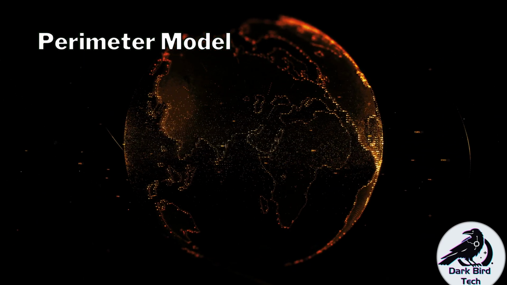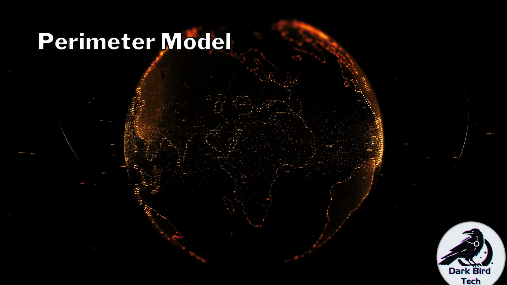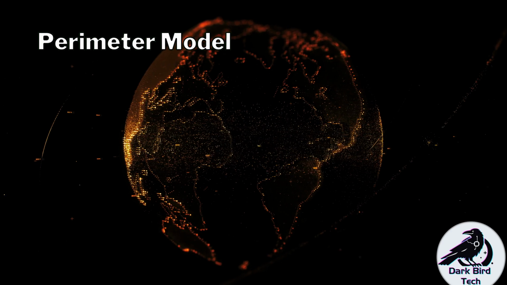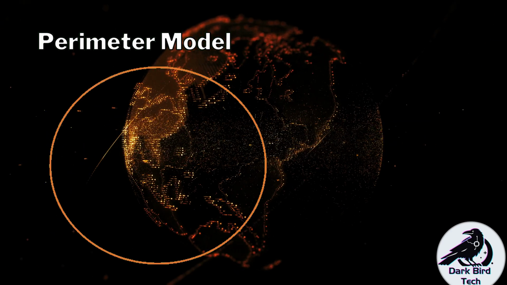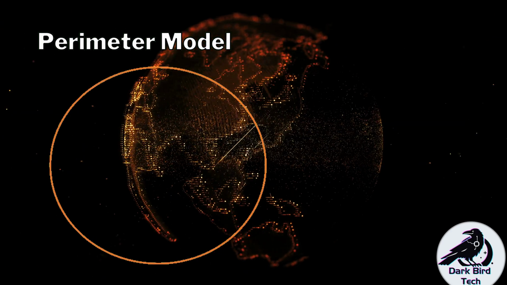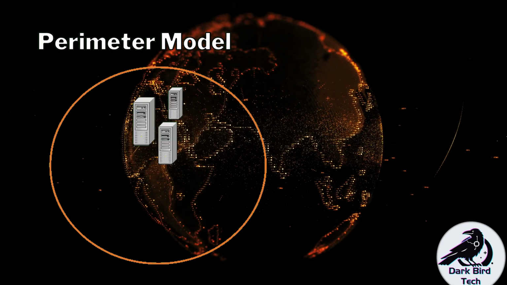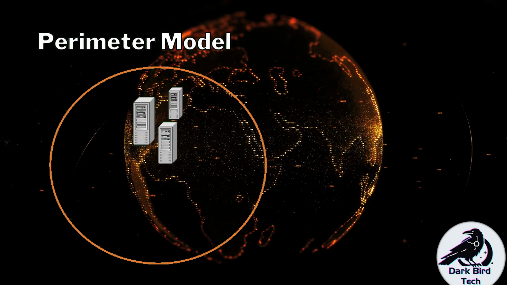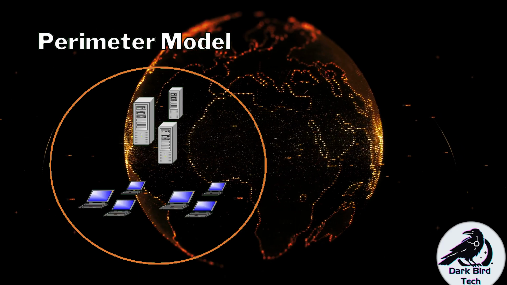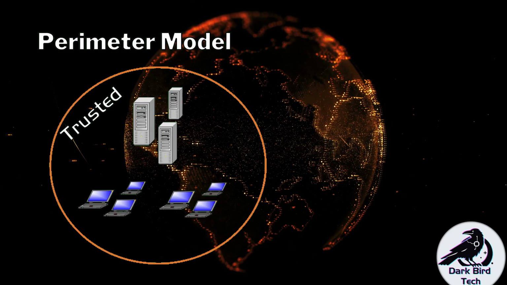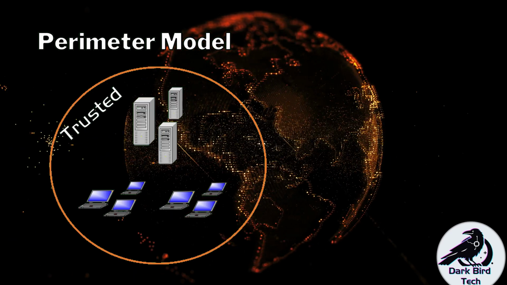So the idea of the perimeter model is a bit of an old one. Still worth understanding, but also understanding its limitations. The idea is the organization has a boundary, a perimeter. Inside of this perimeter, we will have our servers. Inside of this perimeter, we will have our end users. And as long as it is a device within the perimeter, it is trusted.